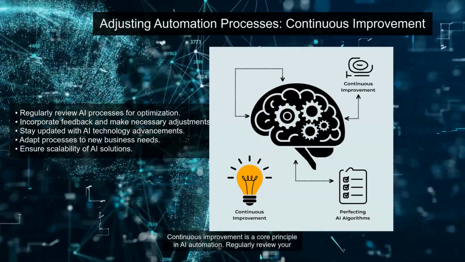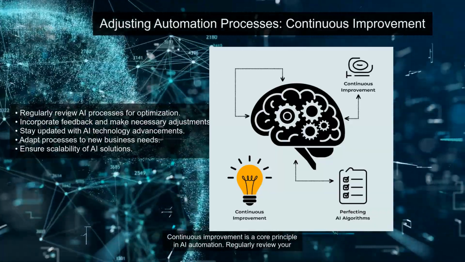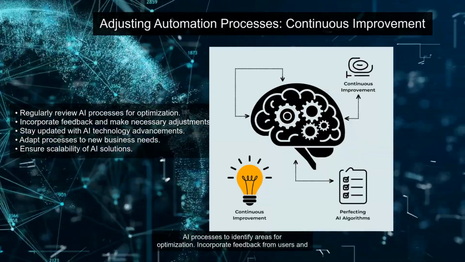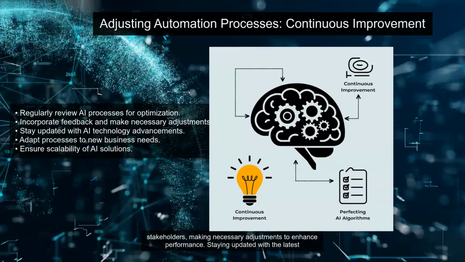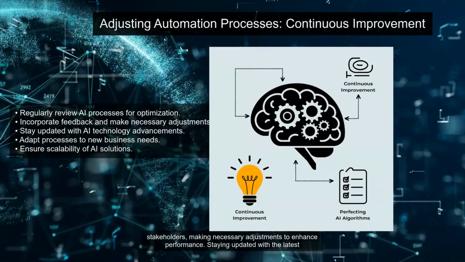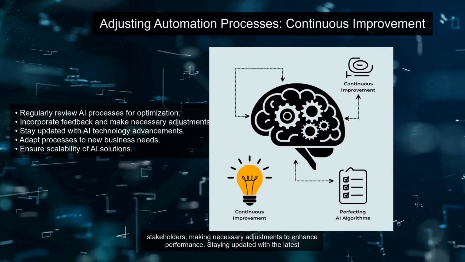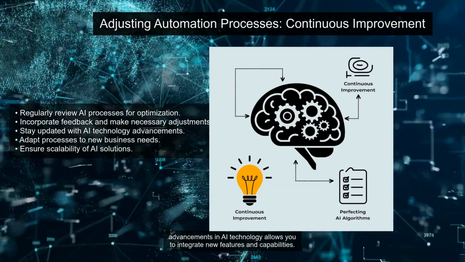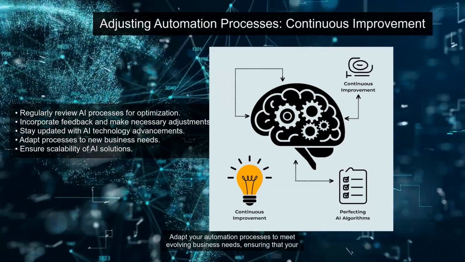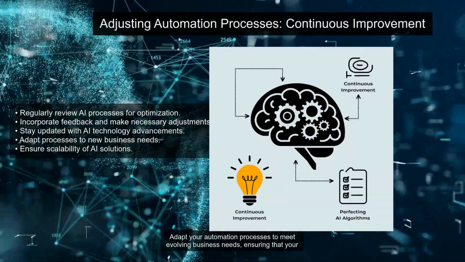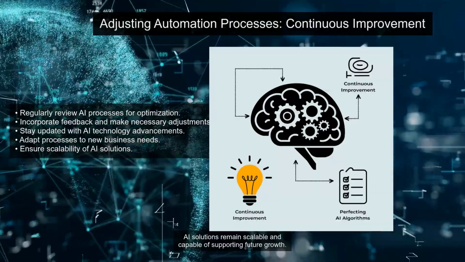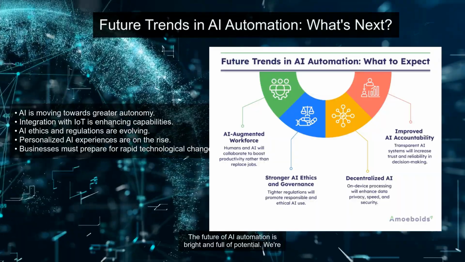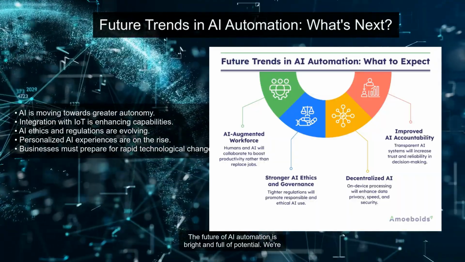Continuous improvement is a core principle in AI automation. Regularly review your AI processes to identify areas for optimization. Incorporate feedback from users and stakeholders, making necessary adjustments to enhance performance. Staying updated with the latest advancements in AI technology allows you to integrate new features and capabilities. Adapt your automation processes to meet evolving business needs, ensuring that your AI solutions remain scalable and capable of supporting future growth.